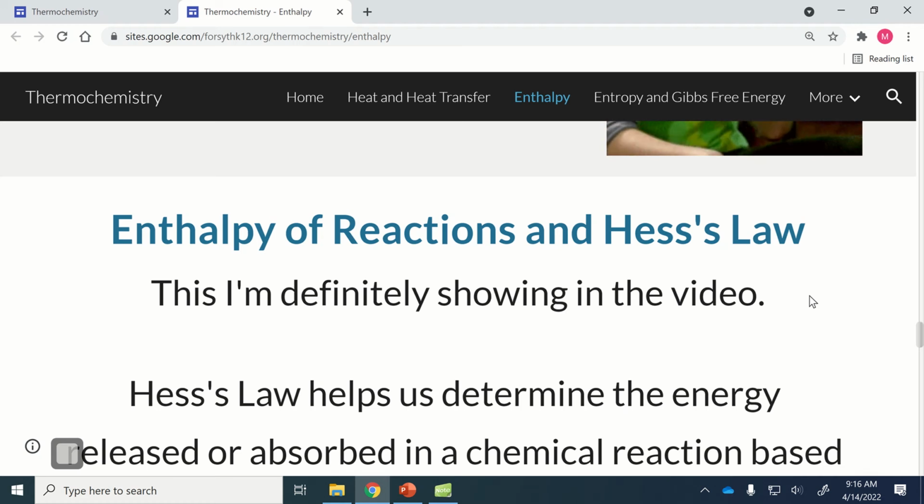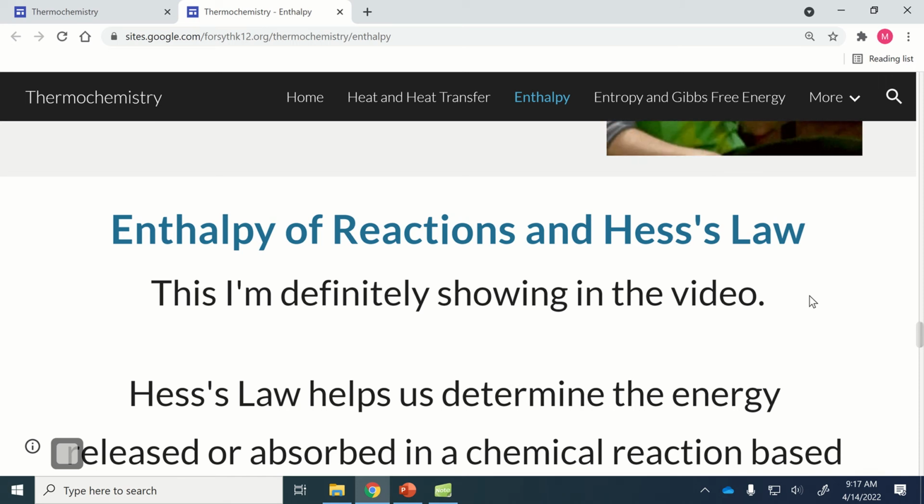All right, this is Mr. Yeager for Honors Chem, and we are finishing up our enthalpy section here, which I know has gone very long. And we're looking at what's called Hess's Law. We're looking now at basically finding enthalpies of reactions, of actual chemical reactions.